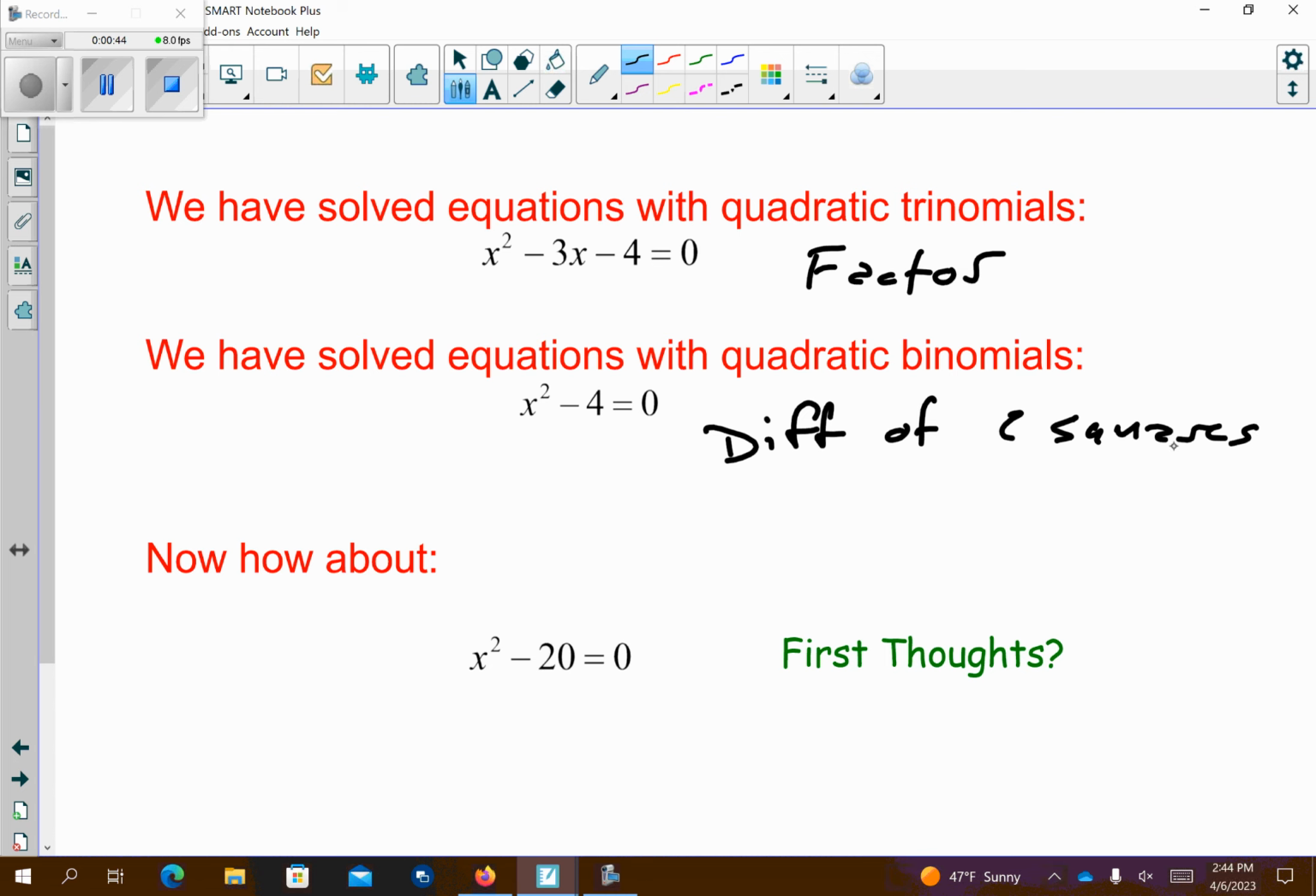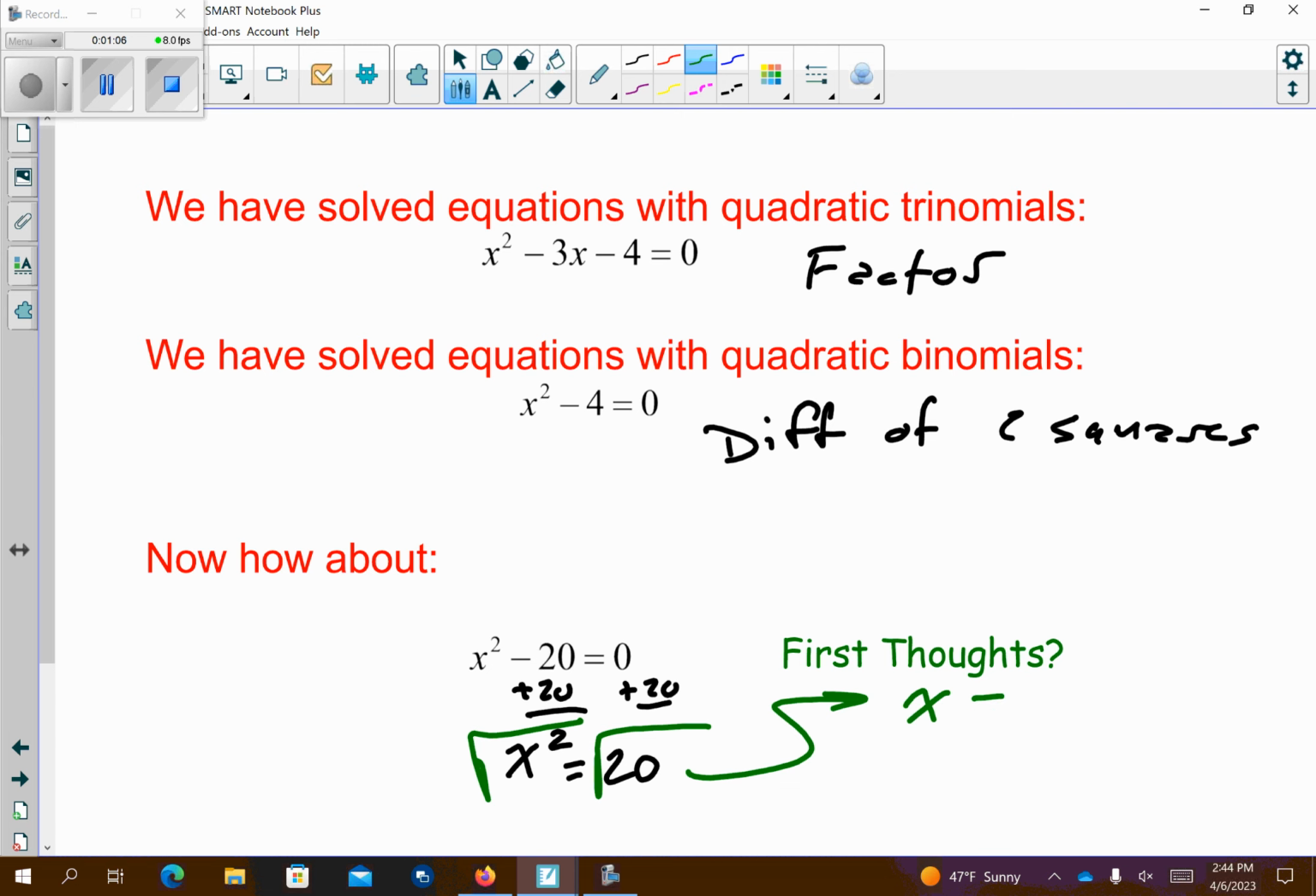But this next one, this is a perfect square. This is a subtraction sign. 20 is not. So what I'm going to do is move the 20 over. I'm going to add 20 to both sides. So I'm going to get x squared is equal to 20. To undo x squared to make it just x, I have to take the square root of both sides. So this is going to give me x equals, don't forget the plus or minus component, root 20.